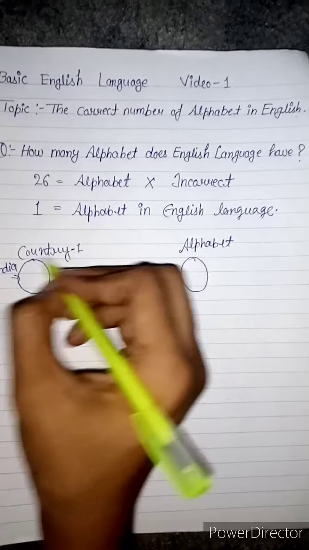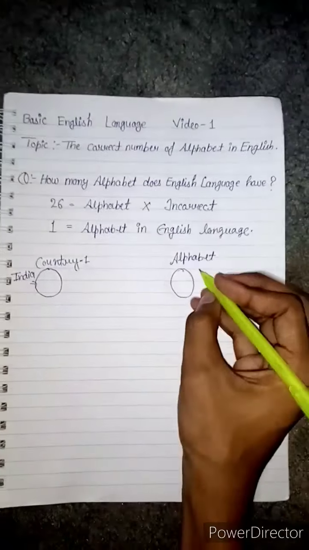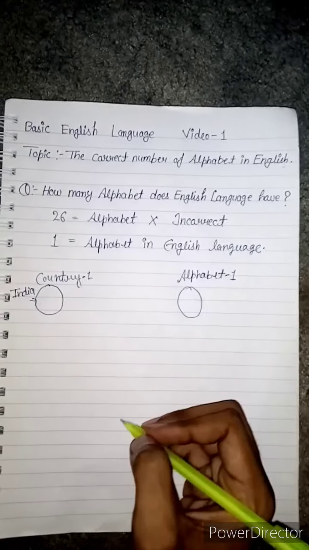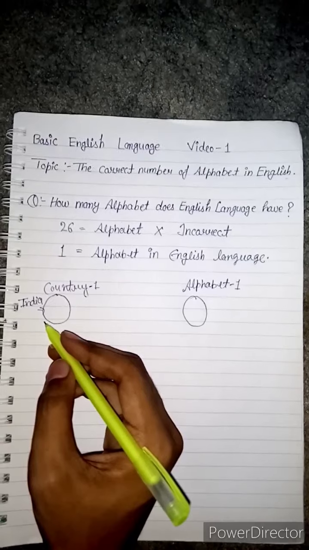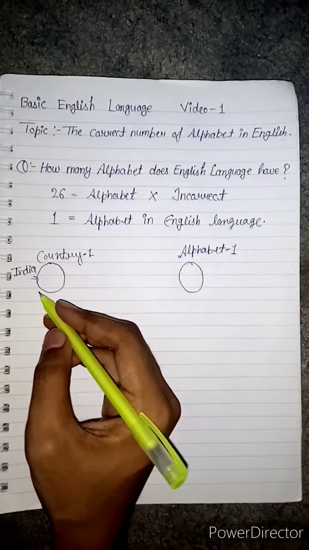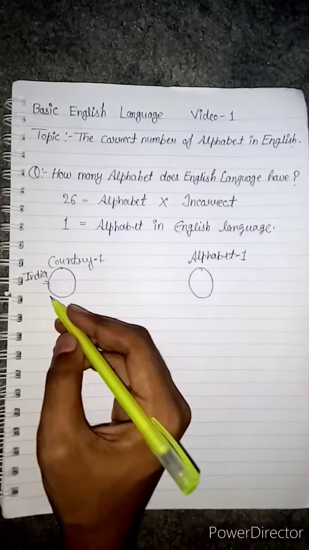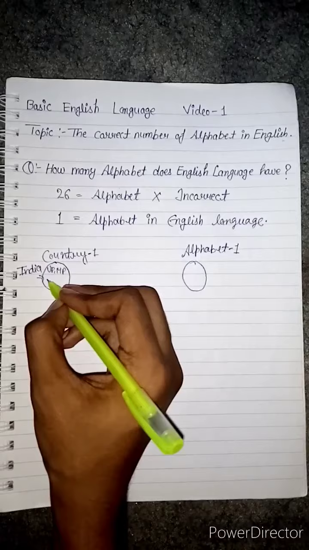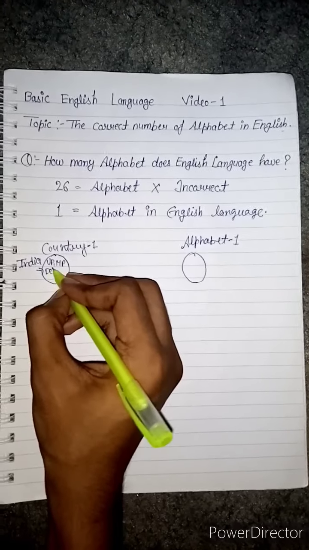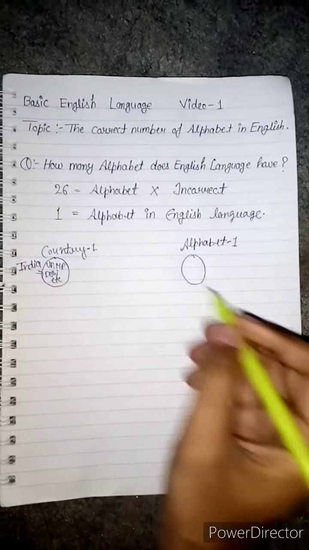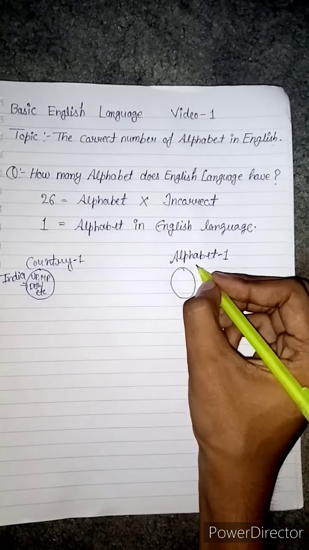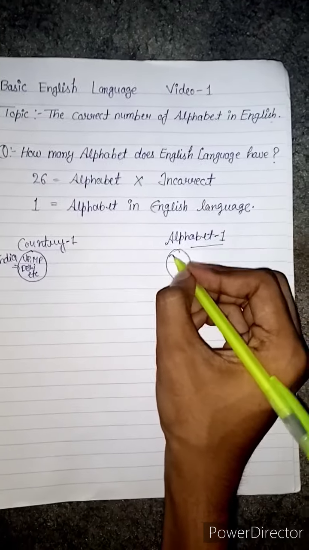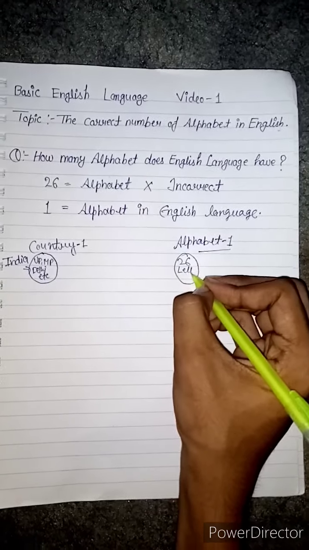One country is India, okay? And we have one alphabet in English only. So if I ask you, how many states do we have in India? You would say we have many states, like UP, MP, then national territories, Delhi, and so on. Similarly, we have one alphabet, and inside the alphabet we have 26 letters.